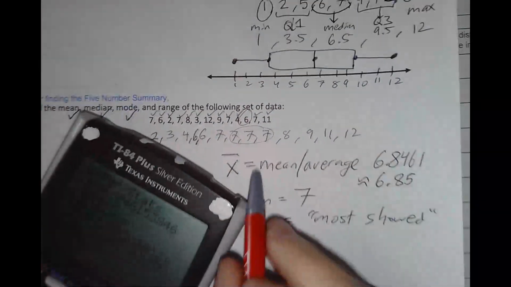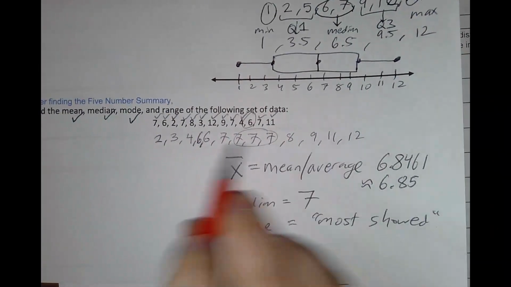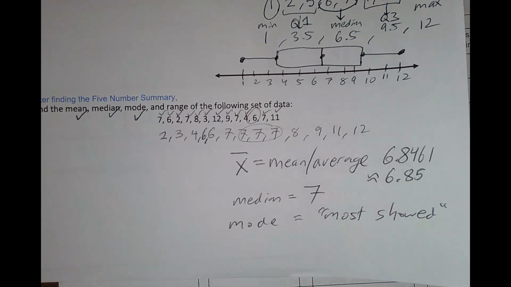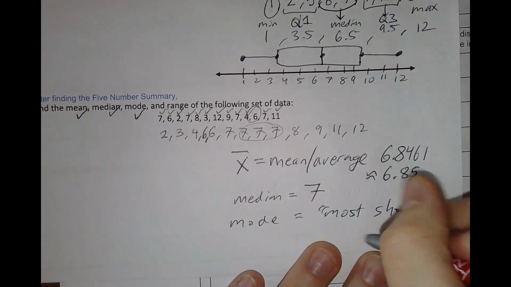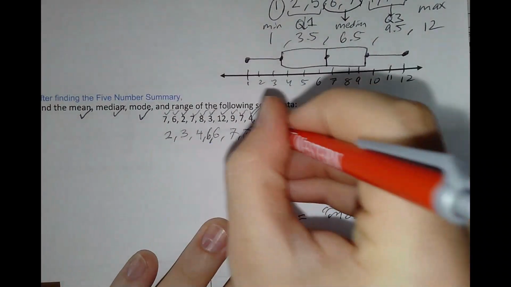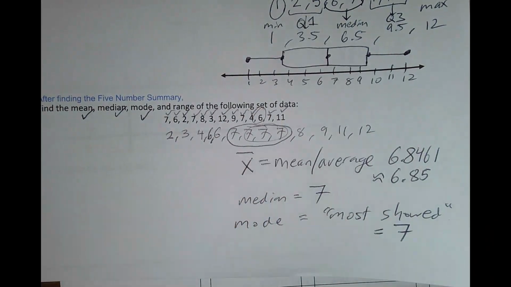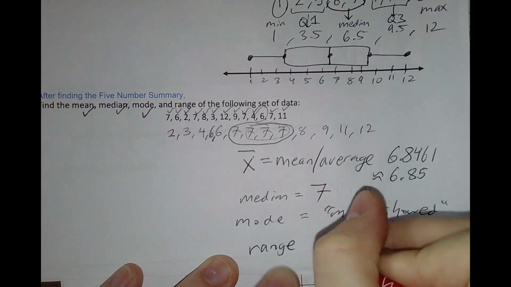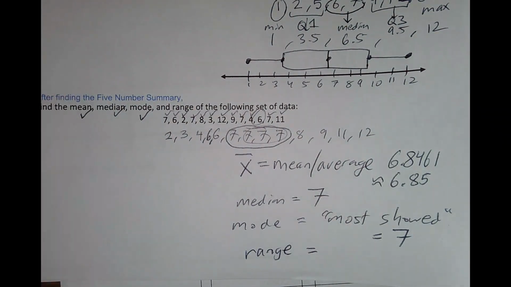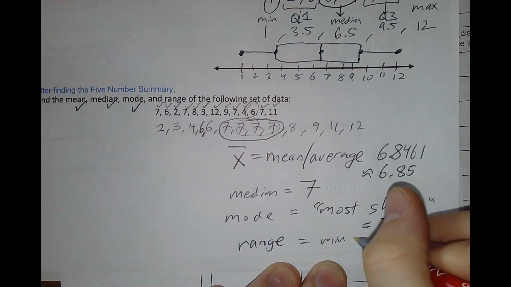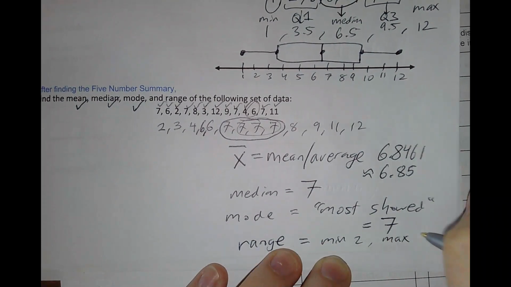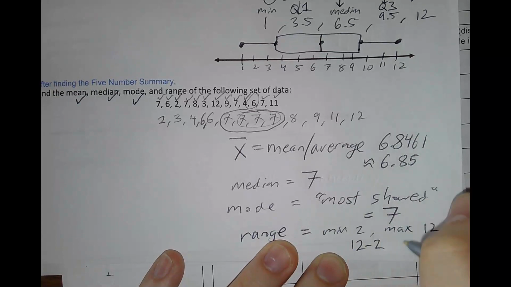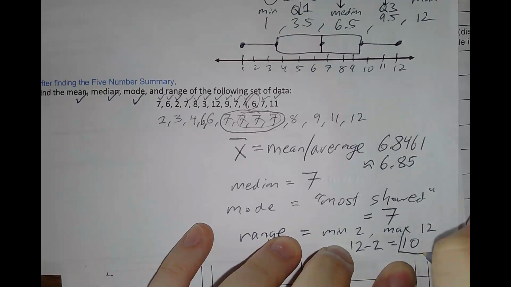The median is going to be the middle number, which is obviously 7 when it's in order. The mode is the most showed. So the most showed number is equal to 7. It's obvious that the most showed number is 7 because there are 7 of them. The range is how wide are these numbers. So the smallest number, the minimum, is 2. The maximum is 12. How far apart are these two numbers? So we'll do 12 minus 2 to get 10. That's the range.